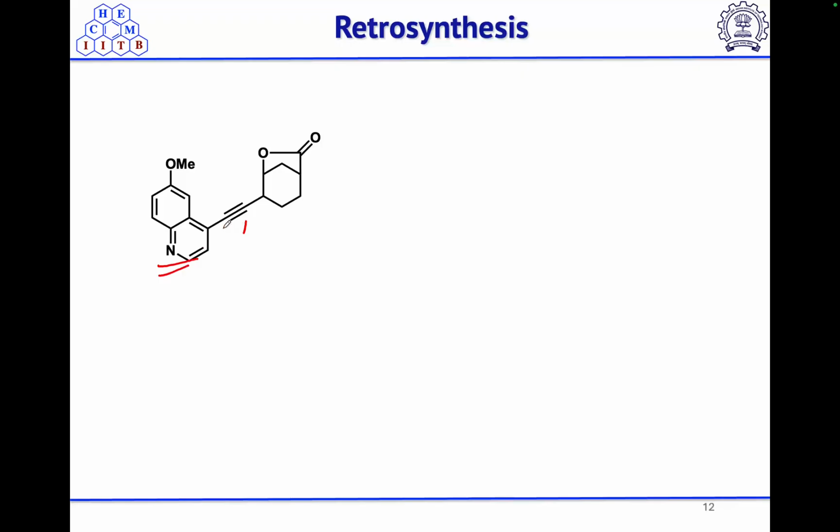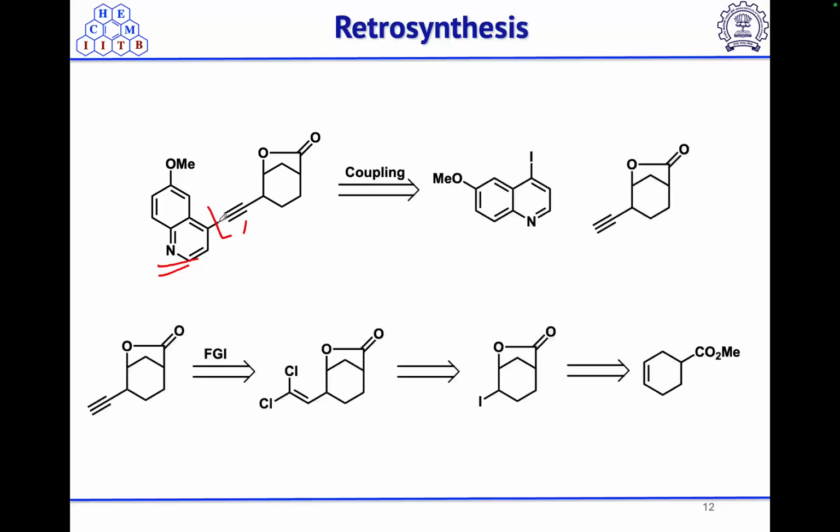So how can we disconnect? Now I guess all of you have heard about coupling reactions. We have to utilize a cross coupling reaction here. If we disconnect this C-C bond, this is called the Sonogashira coupling reaction: a coupling between this terminal alkyne, having C-H, and this aromatic iodide compound.